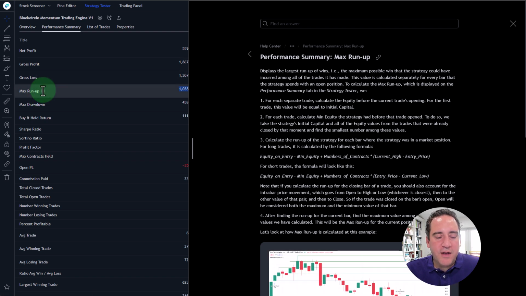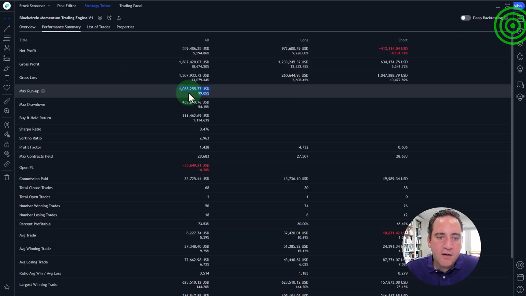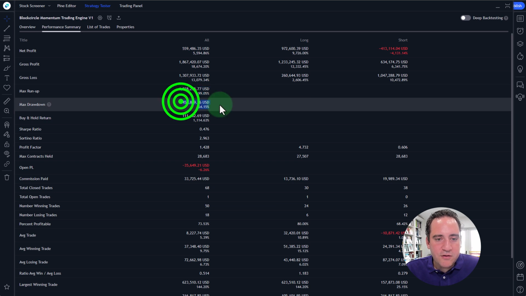So the max run up is, remember, what I explained before. And this is how you can get a definition for every single field. It gives you the exact formula, but think of it as just an unrealized gain. That's as simple as that. And then the max drawdown we talked about.